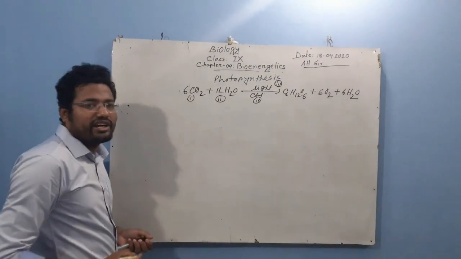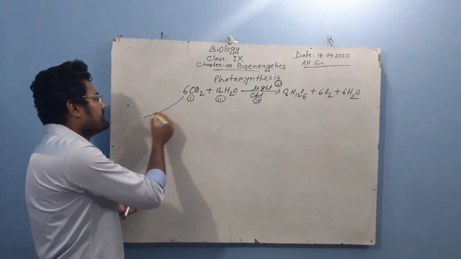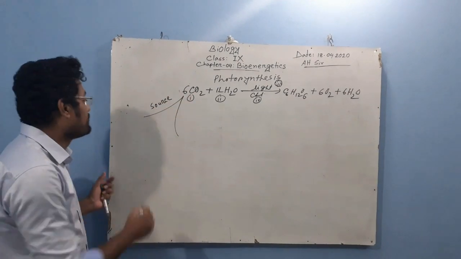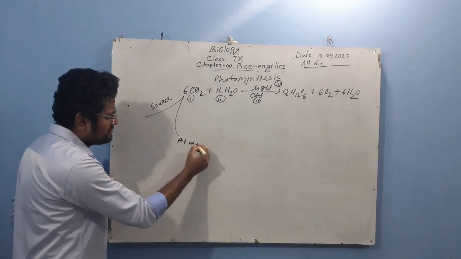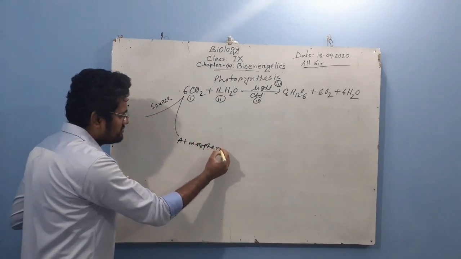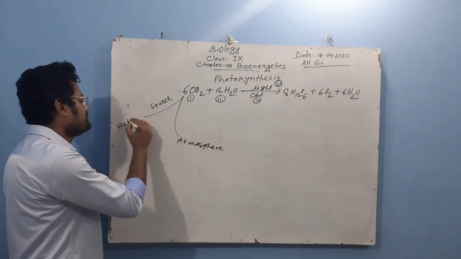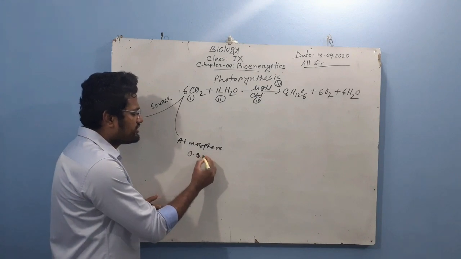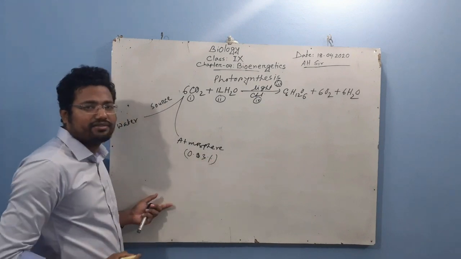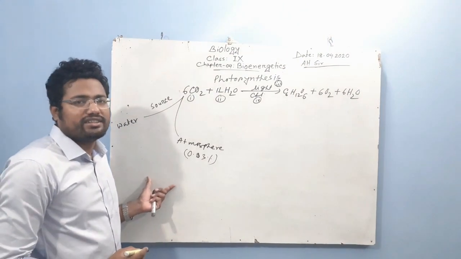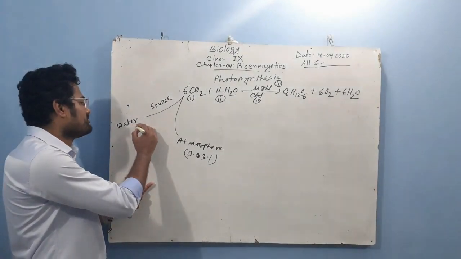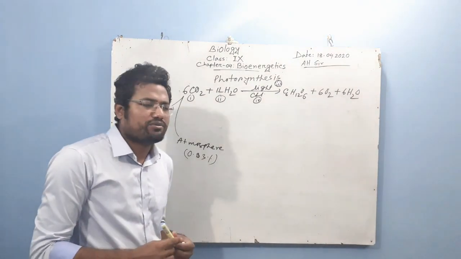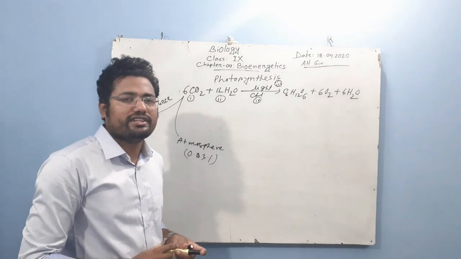Number one, carbon dioxide. We know that the source of carbon dioxide is the atmosphere and water. In the atmosphere, 0.03% carbon dioxide is present, and in the water, in a dissolved condition, 0.3% carbon dioxide is present. Carbon dioxide is the essential element of the photosynthesis process.